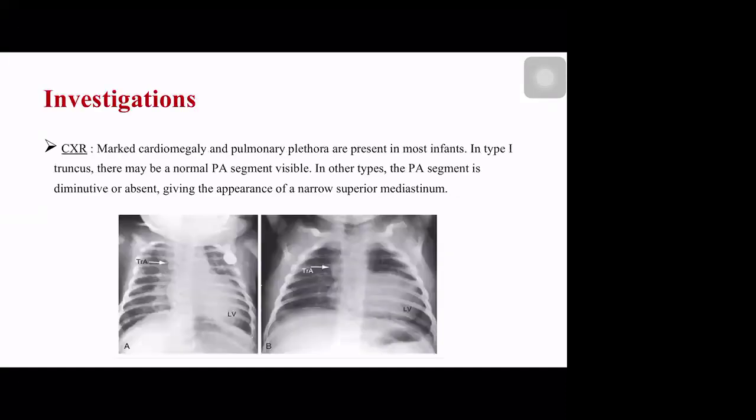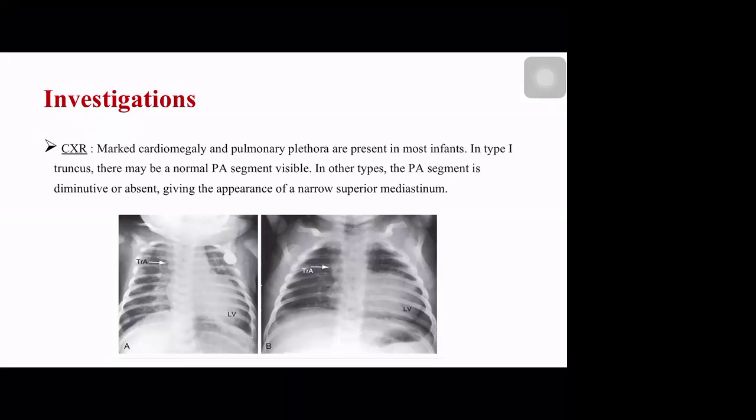Coming to the investigation part, according to the type of Truncus arteriosus, the chest X-ray finding differs. There will be marked cardiomegaly and pulmonary plethora in most infants, which is common to all types. If there is no PA stenosis, in type 1 truncus, there may be a normal PA segment visible. But in other types, as the MPA is absent, the PA segment is diminutive or absent, giving the appearance of a narrow superior mediastinum.